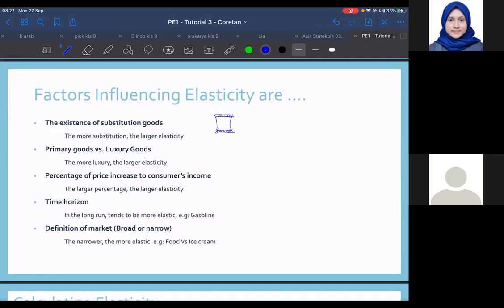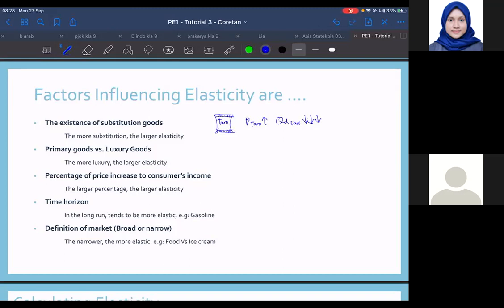There are many substitutions. We can see that there are many substitutions for Lay's in the market. For example, this is the Lay's case, or maybe Taro. If the price of Taro is increasing, since there are so many Taro substitutions in the market, people will not mind it. They will move instantly to other goods since there are so many substitutions. So if the price of Taro increases, the quantity demanded of Taro will decrease by so much.